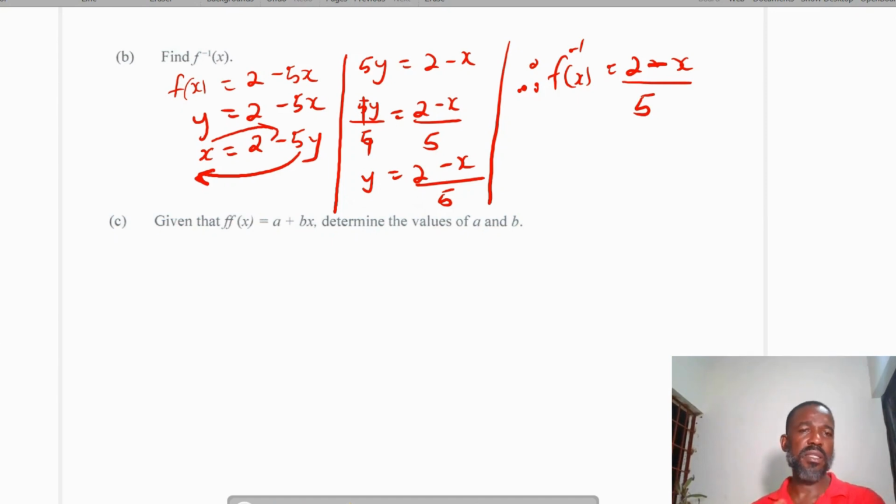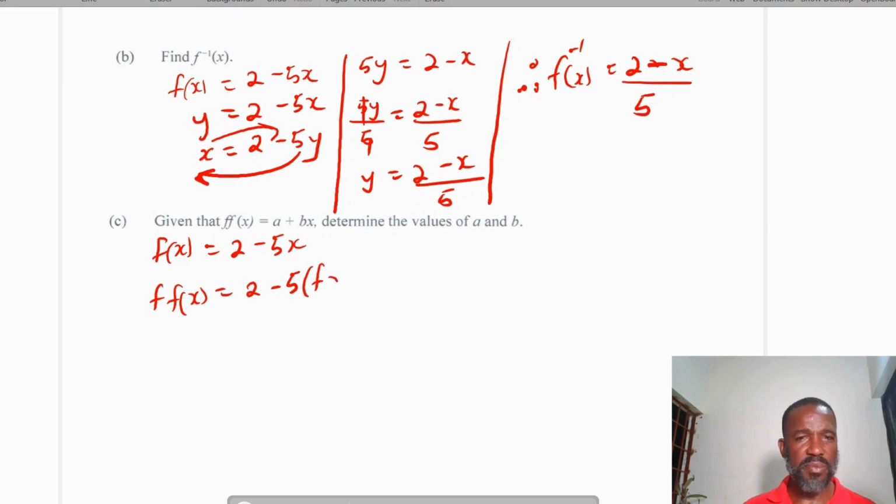Now, in part C of the question here, we're still dealing with a composite function, but what this simply means is that we are going to be substituting the function f in for x in the function f. Okay, that might be a bit confusing, but observe how we go about doing this. So we know that f of x again is equal to 2 minus 5x. Okay, so therefore f of f of x is equal to 2 minus 5 times f of x. I'm just going to put f of x here for clarity. So that means everywhere I see x, I'm going to replace it with the function f of x.